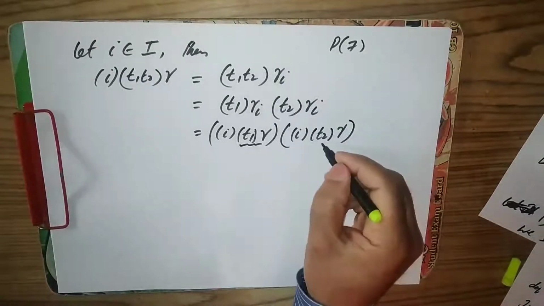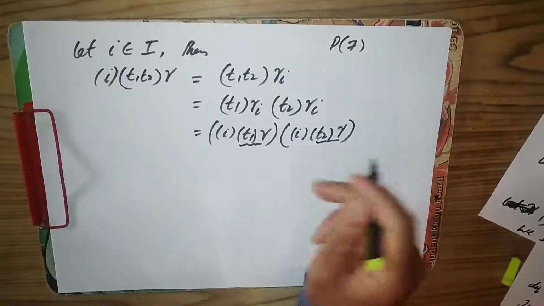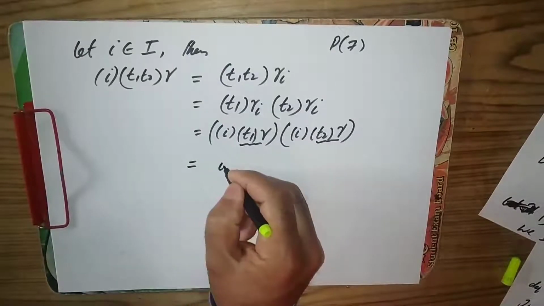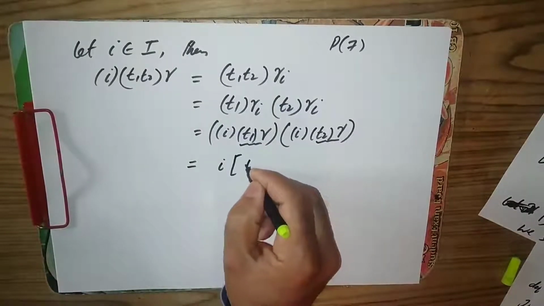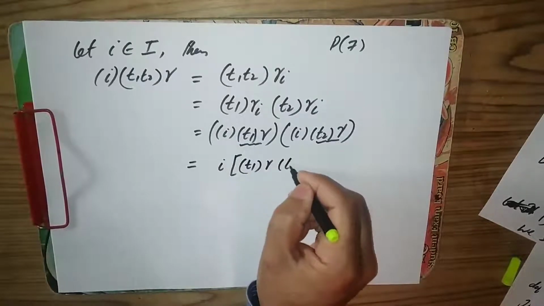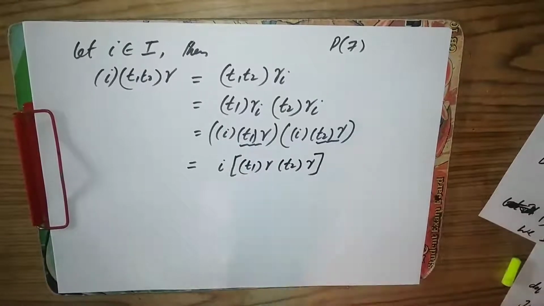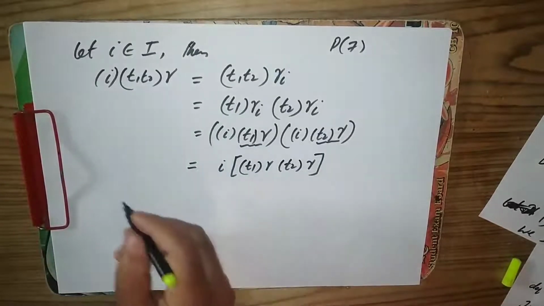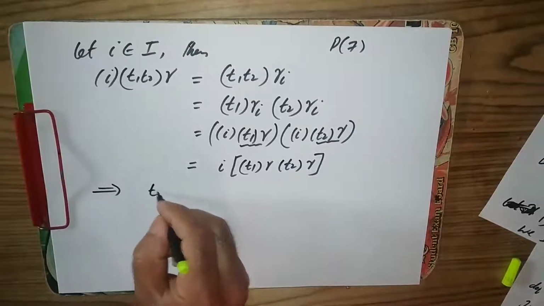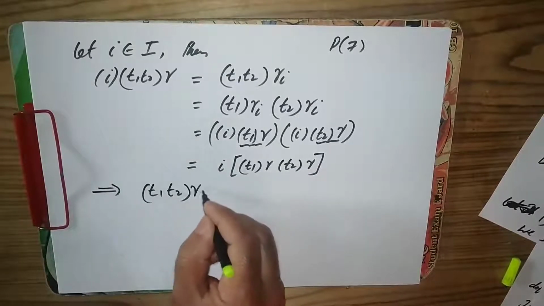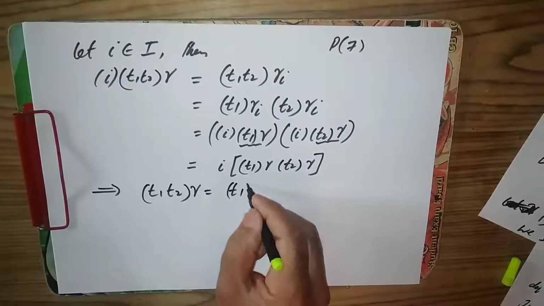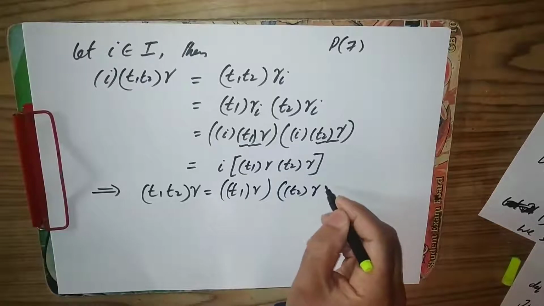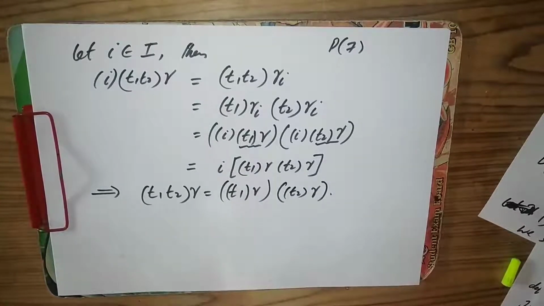It's an element of P, and P is a semigroup with respect to the operation which is component wise, so it's equal to i of (T1 gamma)(T2 gamma). Okay. So i of (T1 T2 gamma) is equal to i of (T1 gamma T2 gamma) for all i in I. So that implies T1 T2 gamma is the same as T1 gamma into T2 gamma. So this proves gamma is a morphism.